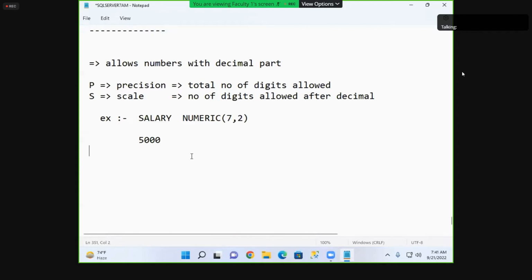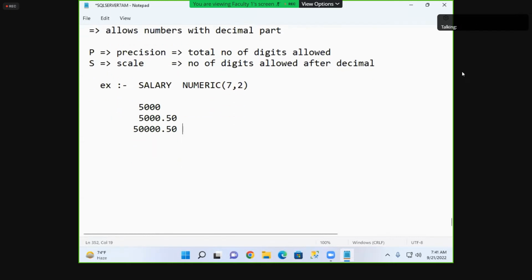Next one, salary is 5,000.50. Allowed or not? Allowed. Salary is 50,000.50. Allowed or not? Allowed. Before decimal how many? 5. After decimal how many? 2. Allowed or not? Allowed.